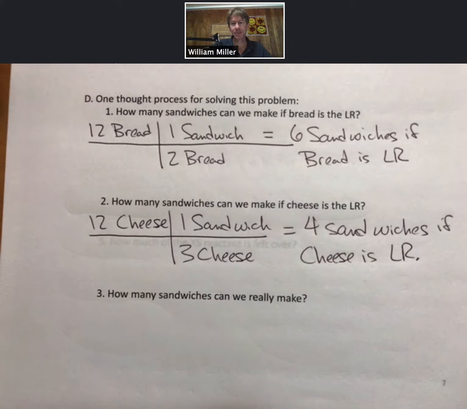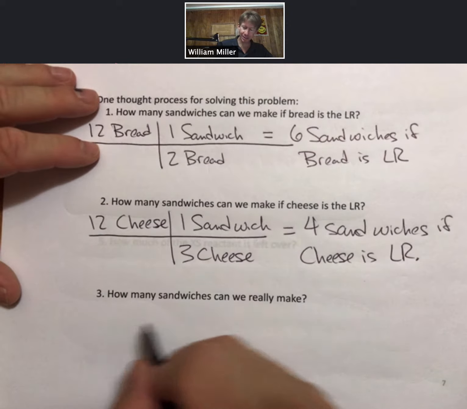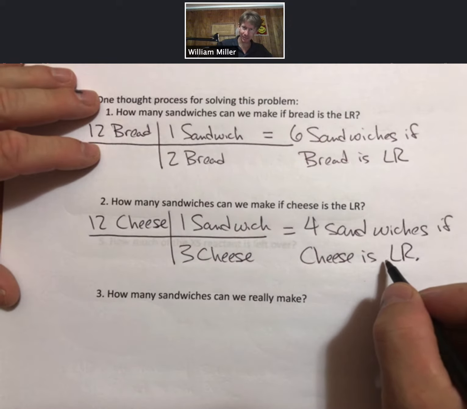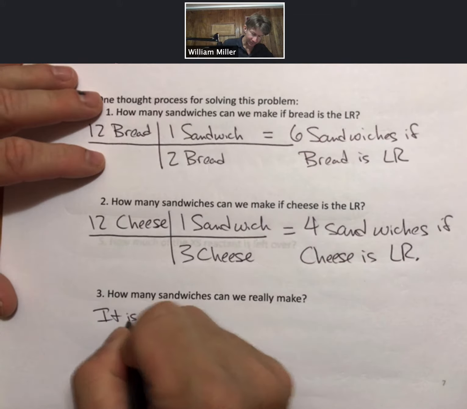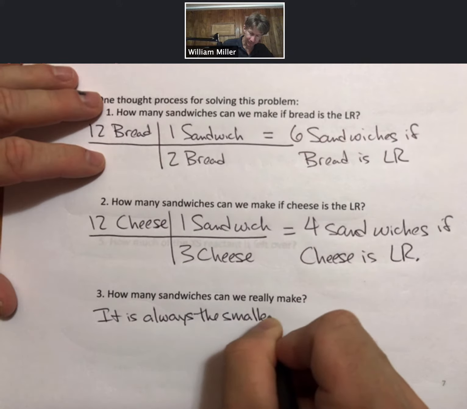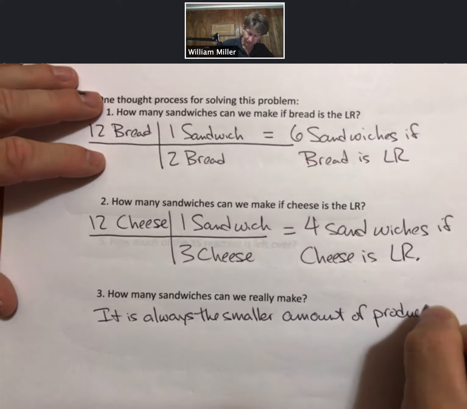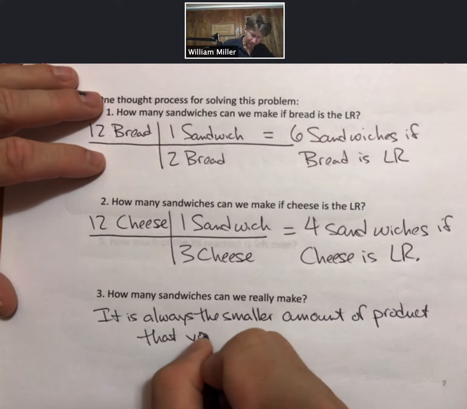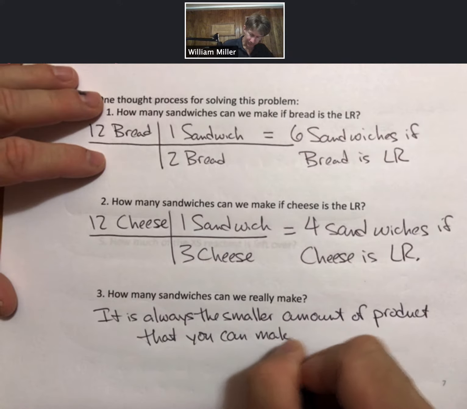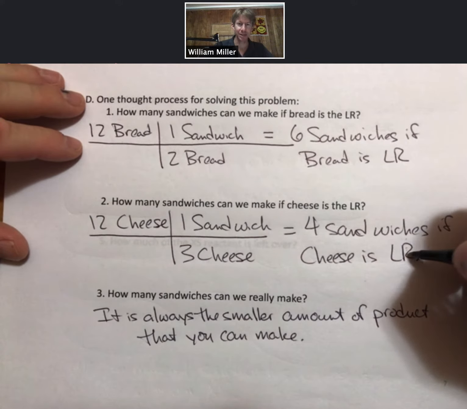And then the question becomes, how many sandwiches can we really make? We worked the example on the previous page. And what I want to say here, though, is when you do this chemistry-wise, it is always the smaller amount of product that you can make. It's never the sum of them. It's always the smaller amount.